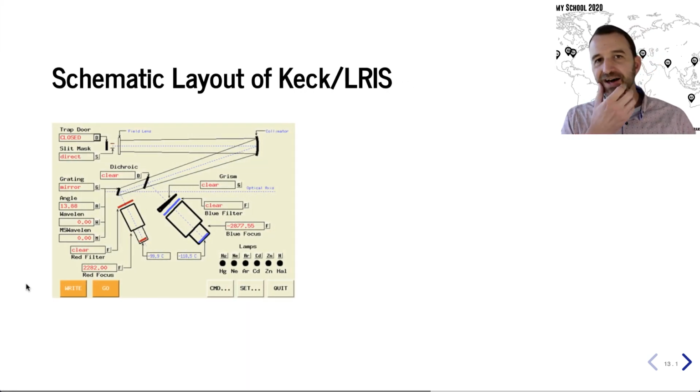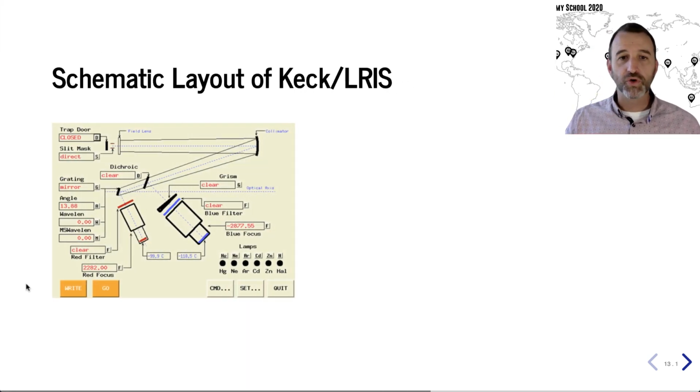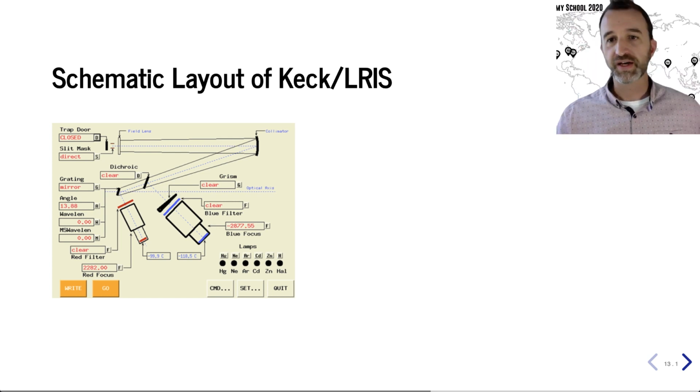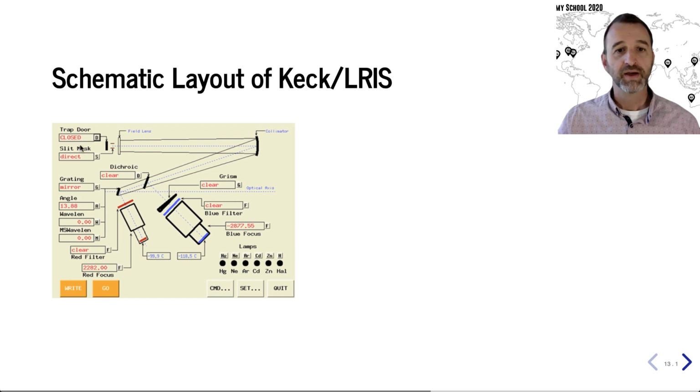So let me show you a layout now. This is a real layout for the Keck LRES spectrograph. This is on the Keck 10-meter telescope, Keck 1. So this little schematic here is just kind of giving you a cartoon view of how the instrument works. Light comes in through the telescope. It passes through that slit mask, right? Just the mask. It goes through a collimator. And let's ignore this blue channel here.